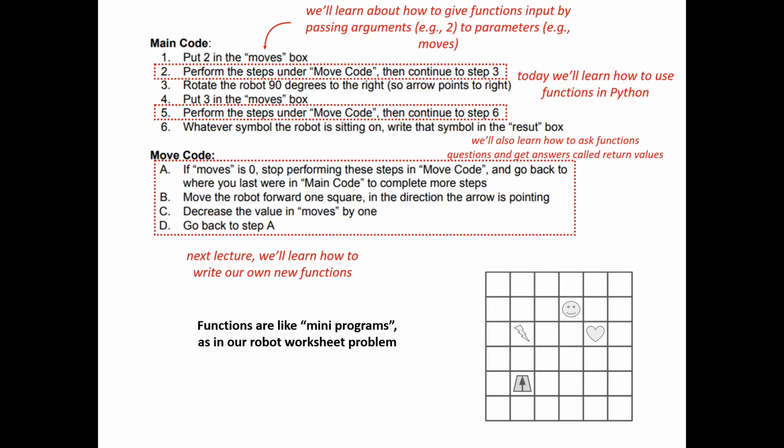We're going to be giving functions values. In this case, we gave the value 2 to the function move code, stored it in that box. It's not shown in this one. And then the move code function here knew that it needed to move forward, for example, 2 squares if we gave it a 2. The value that we give the function is called an argument. And that can be stored in a variable, or it could be just straight up a real value, like put 2 in the moves.